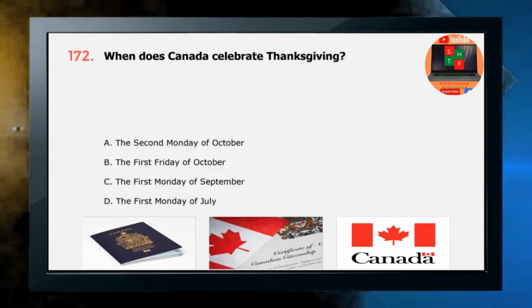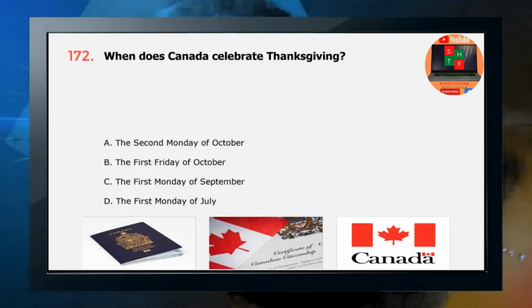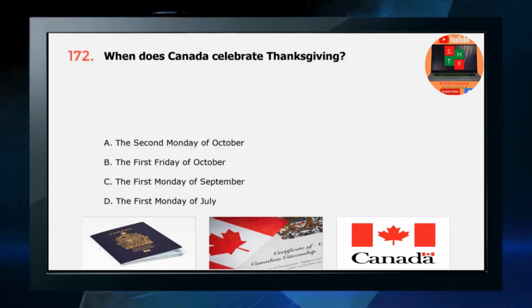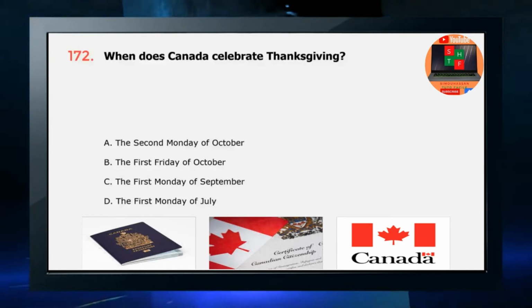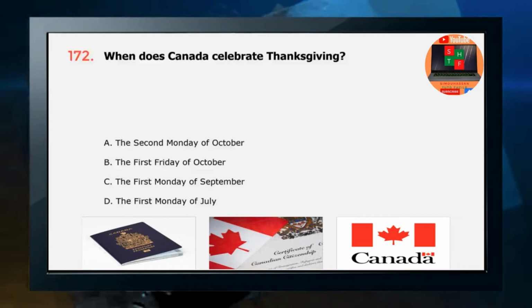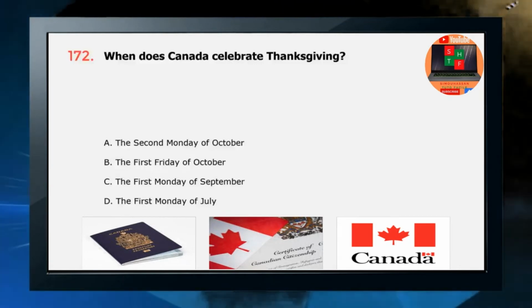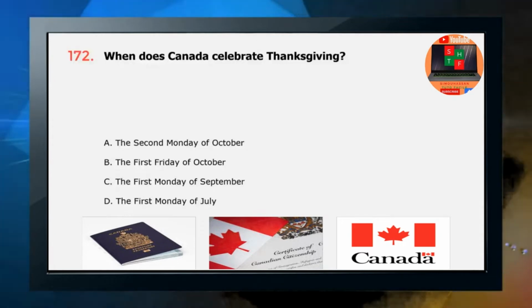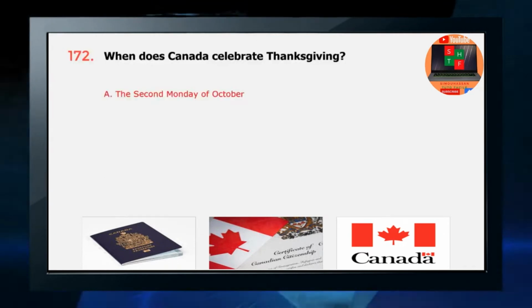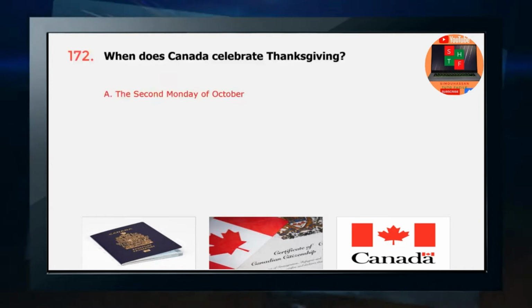Question 172. When does Canada celebrate Thanksgiving? A. The second Monday of October. B. The first Friday of October. C. The first Monday of September. D. The first Monday of July. The answer is A. The second Monday of October.